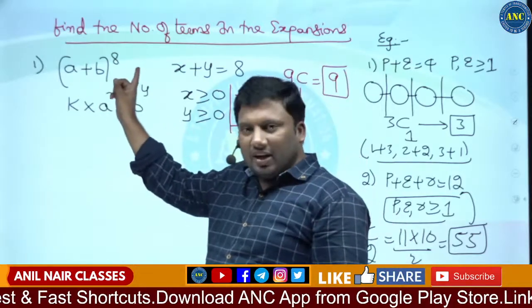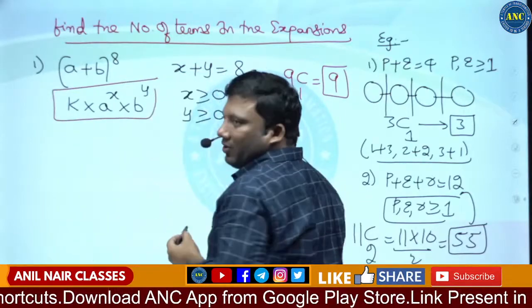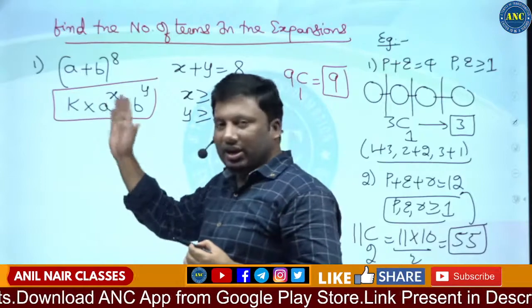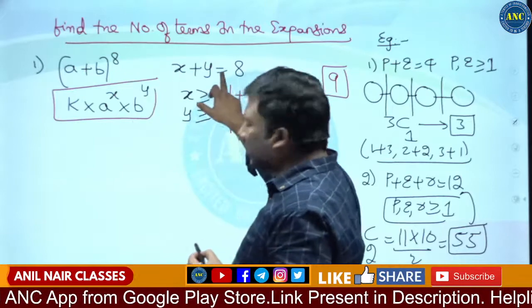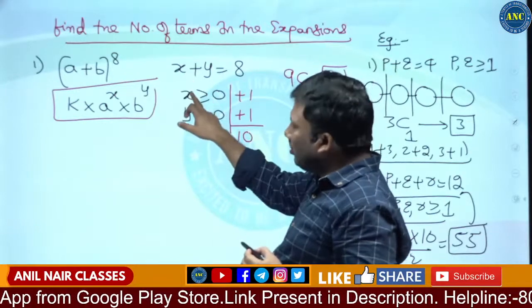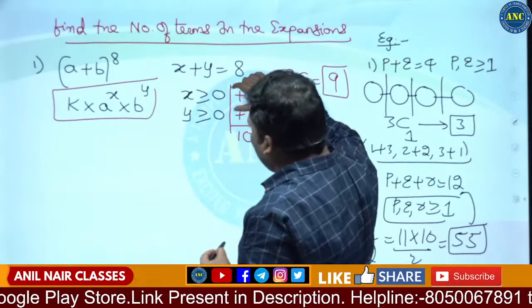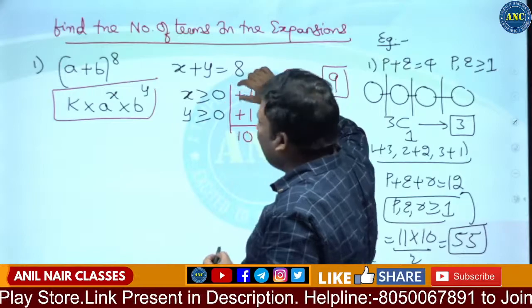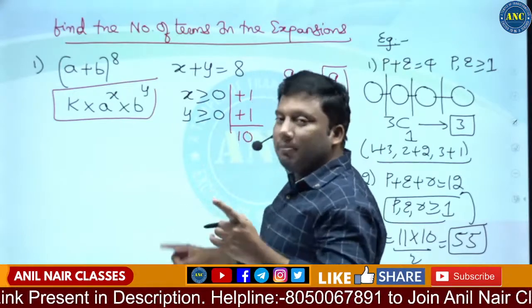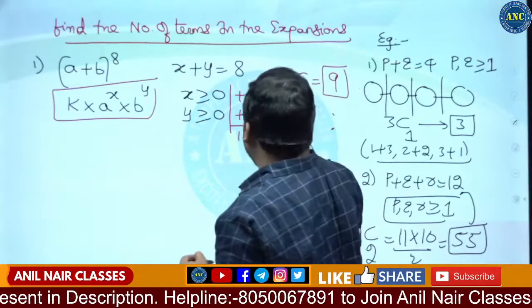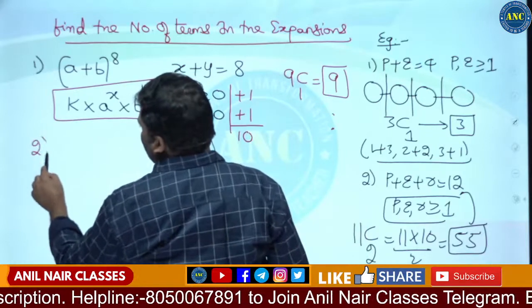(A plus B) power 8. The general term is given by K into A power X into B power Y. We are finding the number of terms, so K is of no relevance. Powers can be 0, so X plus Y equivalent to 8. X is greater than or equivalent to 0, Y is greater than or equivalent to 0. Both of them should start from 1, so 1 and 1 are added. 8 plus 2, it is 10. So 10 balls are there. How many gaps are there? 9. 9C1, it is 9.